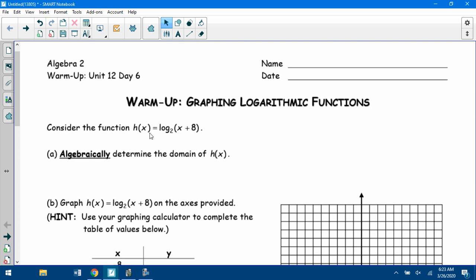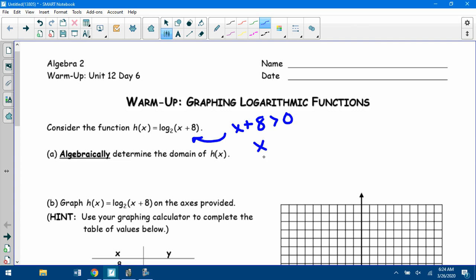When you see a function like h of x equals log base 2 of x plus 8, where's the asymptote there? You did this a couple days ago, so it's in your packet. But the asymptote is going to be at -8. Because when I'm thinking domain, I'm thinking, okay, the inside has to be greater than 0, x is greater than -8. Greater than -8 means the asymptote is at x equals -8.